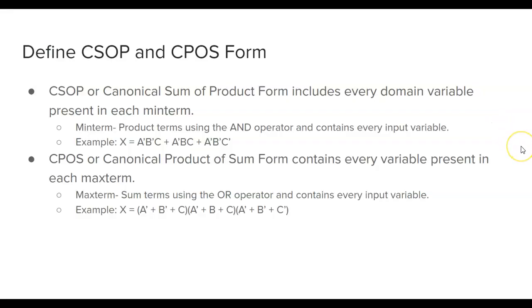So today we're going to be talking about CSOP form and CPOS form, as well as their standard counterparts. So first up is the canonical sum of product form. This includes every domain variable present in each min term. So the min term is product terms using the AND operator, and it contains every input variable.